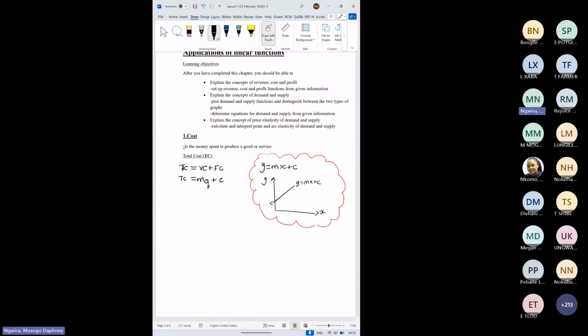So total cost is broken into two parts. We have a variable cost and we have a fixed cost. The variable cost changes with the number of units produced. The formula for variable cost, if you can remember from your notes, is cost per unit times the number of units.